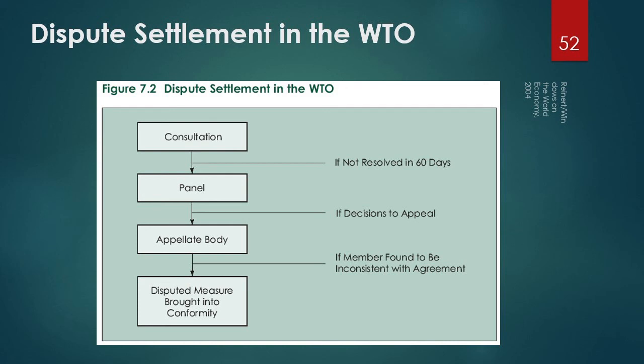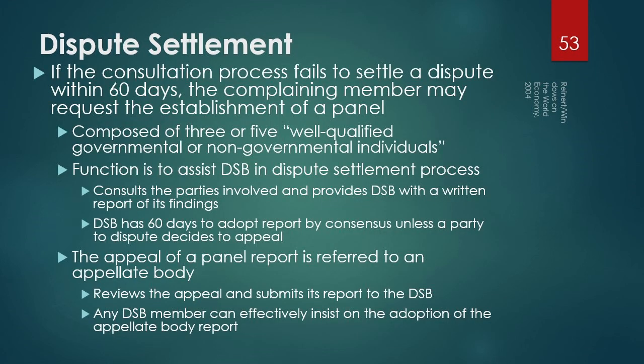If the decisions are appealed, it goes to the appellate body. And if the member is found to be inconsistent with the agreement by virtue of the appellate body, the disputed measure is brought into conformity. So again, if the consultation process fails to settle a dispute within 60 days, the complaining member may request the establishment of a panel. Remember, a panel is composed of 3 or 5 well-qualified governmental or non-governmental individuals. Its function is to assist the dispute settlement process, and it consults the parties involved and provides the dispute settlement process with a written report of its findings.